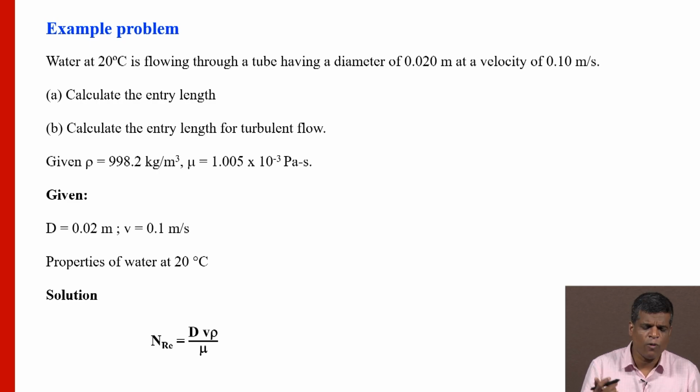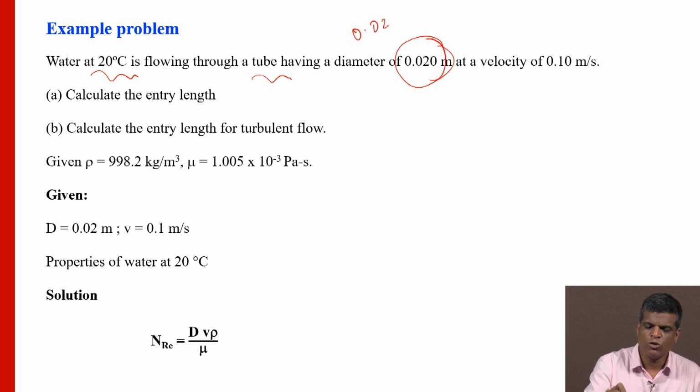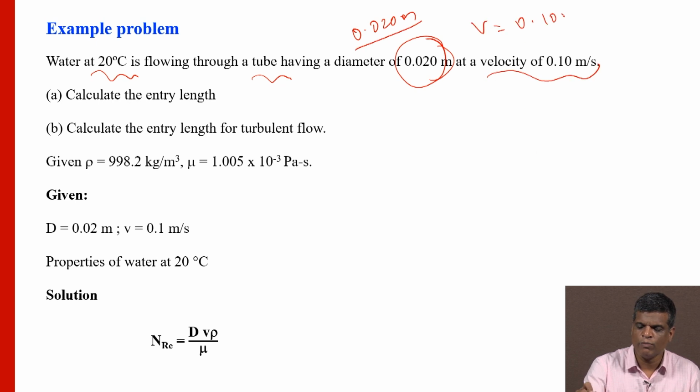So we will take a small problem to understand this. Water at 20 degrees centigrade is flowing through a tube having a diameter of 0.020 meter. The velocity given in the problem is 0.10 meter per second. Calculate the entry length. First they are asking to calculate the entry length, the same way as for turbulent flow.